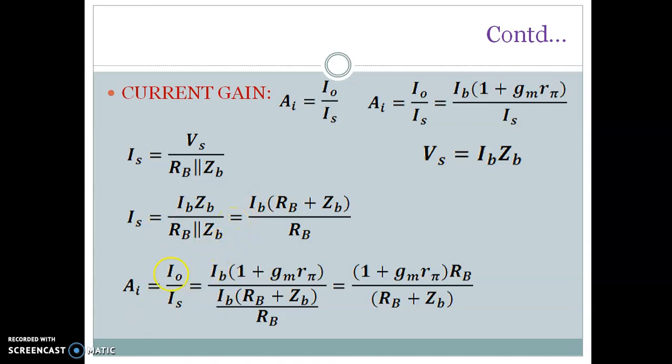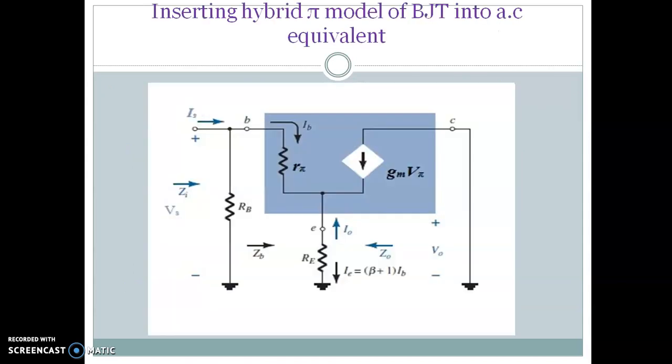So substituting these relations, because we have expressed Is in terms of Ib, we get Ai is equal to I0 by Is, which is Ib times 1 plus gm r pi, divided by Ib times Rb plus Zb divided by Rb, and that is your current gain.